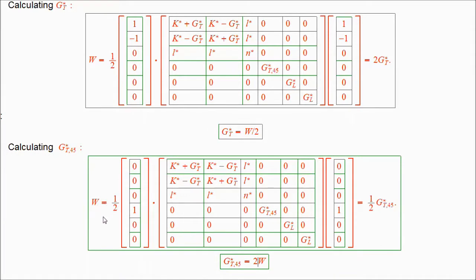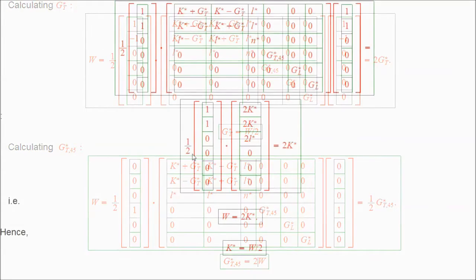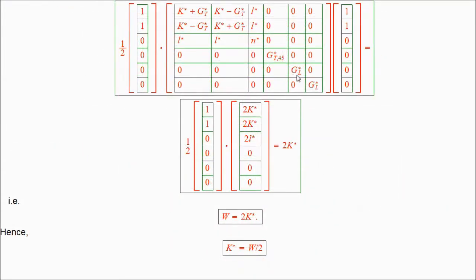So when we use these boundary conditions in ANSYS and calculate the energy, we take the energy, multiply it with 2, and then we obtain this effective parameter G_T45 star. Let's turn to the computation of this final parameter G_L star, which is the longitudinal effective modulus.